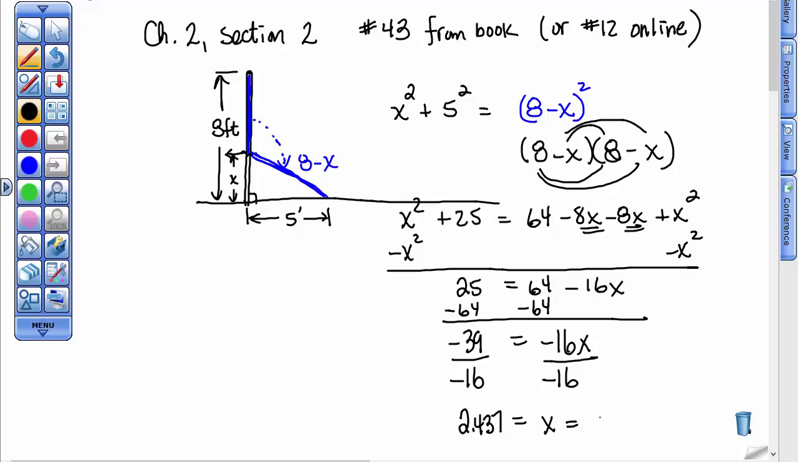Online, the software asks you to round that to the hundredths place, so I'm going to have to round it to that spot right there. Because this is 7, I will round this up, so it will be 2.44, and I believe this is in feet. So very similar problem from the book, number 43 from the book, as from this online question. Hope this might help you on that one.